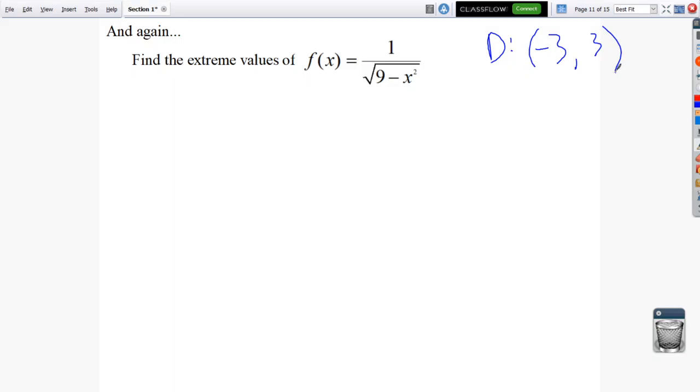So here, I'm not guaranteed to have a minimum. I'm not guaranteed to have a maximum. So now I need to proceed with some caution.